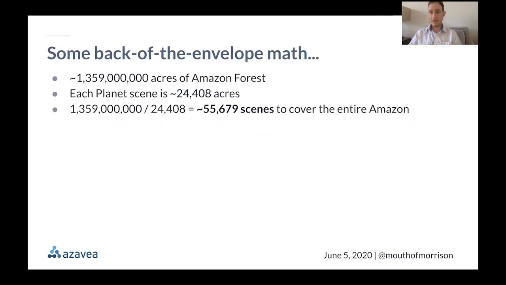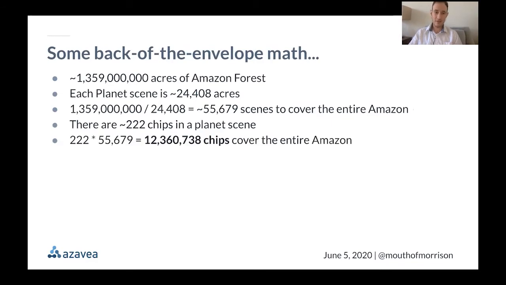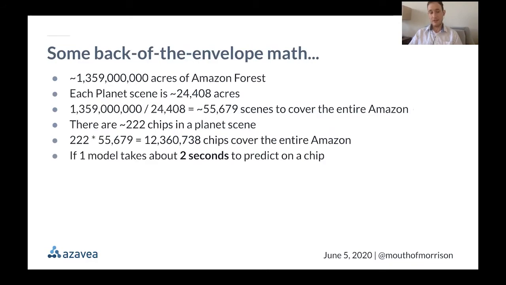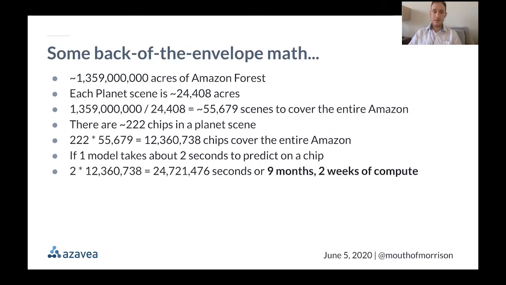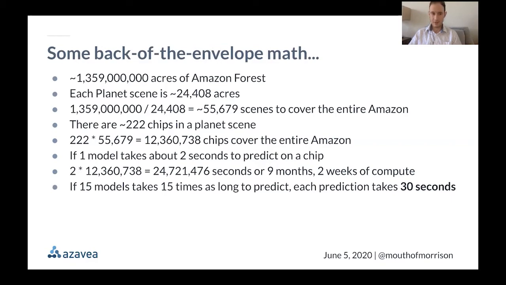24,000 acres are contained in each planet scene, which means it takes 55,000 scenes to cover the entire Amazon. 222 chips in each one of those scenes means there's 12 million chips over the entire Amazon. If one model takes about 2 seconds to make a prediction on each chip, then it would take 9 months and 2 weeks of processing time to run that model over the entire Amazon.